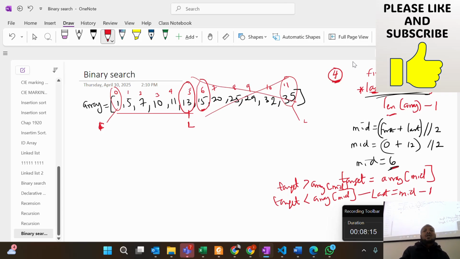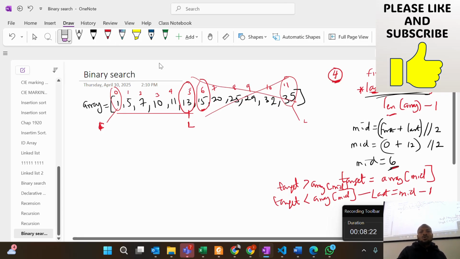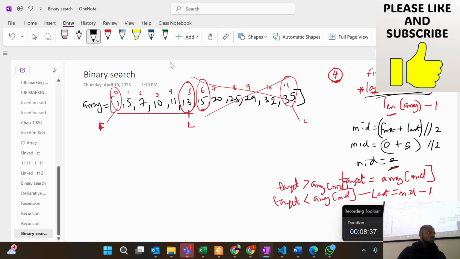So that is last. Now we will calculate the middle index. The middle index now will be 0 plus, because the first is still 0, 0 plus 4 divided by 2. Is that understood? So 0 plus 4 divided by 2 should give me 2. So the middle index is now 2. This is now the middle index. Then we compare 4, that target value, with the middle value.